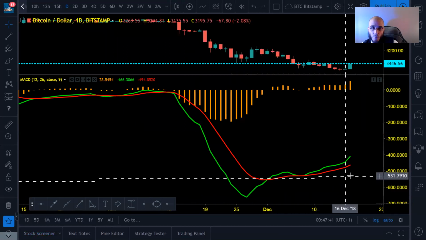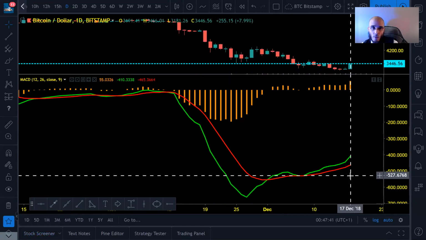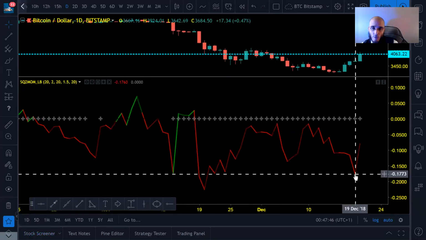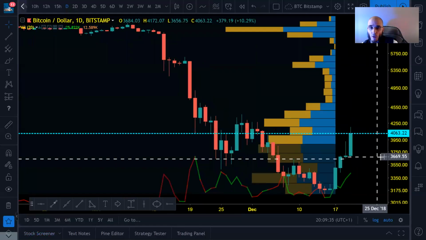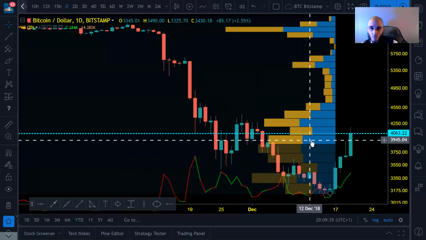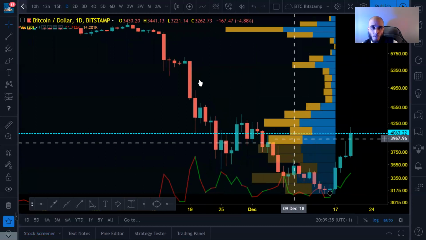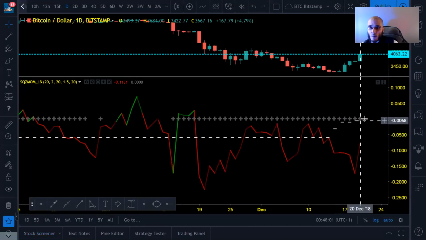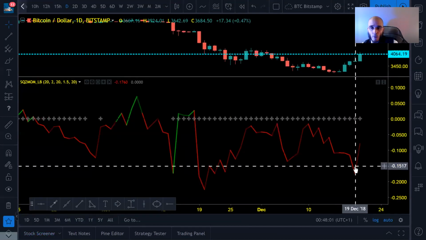MACD is positive on the 1-day chart, and CMF is also starting to look positive since it goes up. But for now, it's not above 0. Let's go back, see if I tell you the right thing. Yes, it's not above 0, but it's pointing up. So I'll give it a positive.